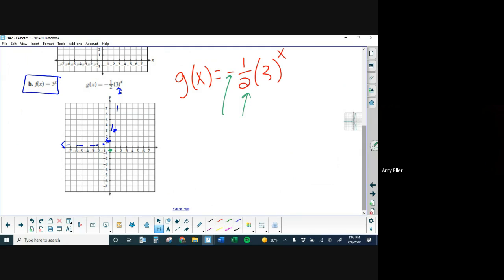You can do it on your own. I'll kind of talk through the next one. I'm going to do this point that's up at 3. 1/2 of 3 is 1.5. Flip that over, negative 1.5.